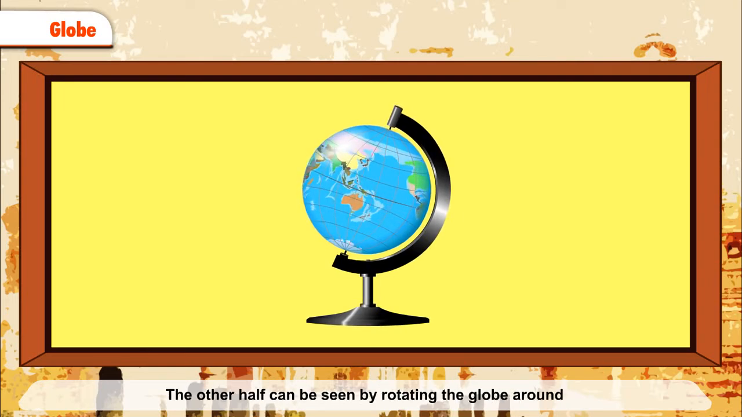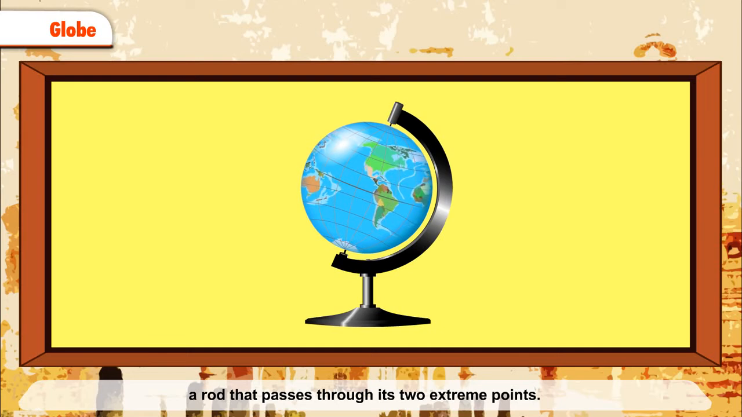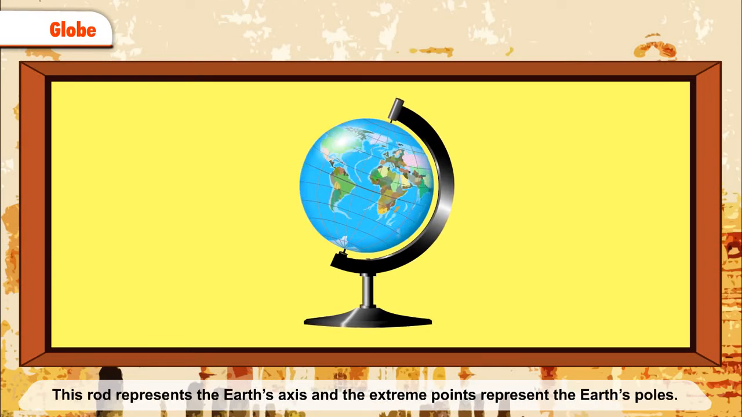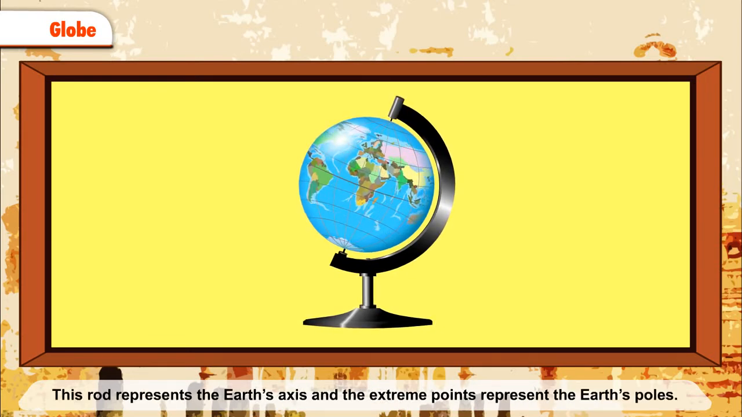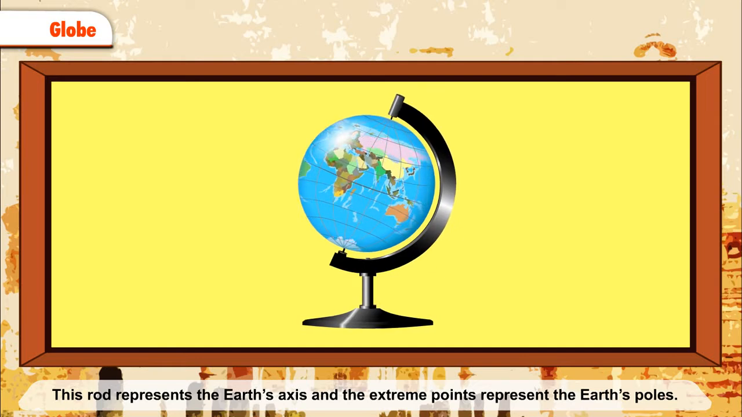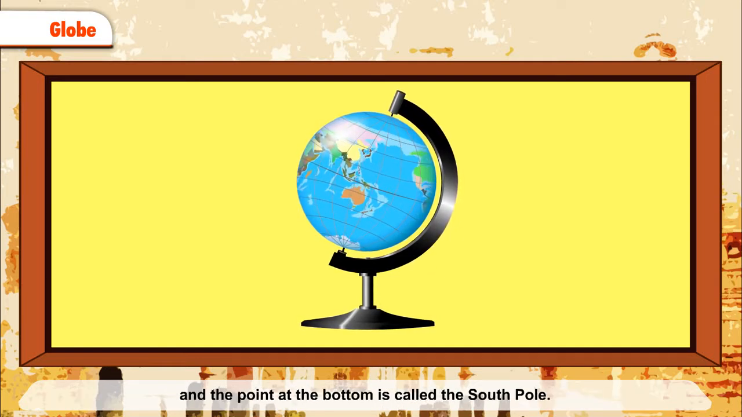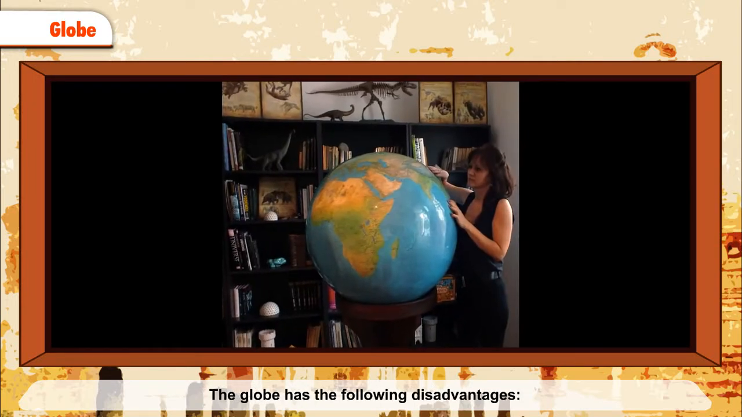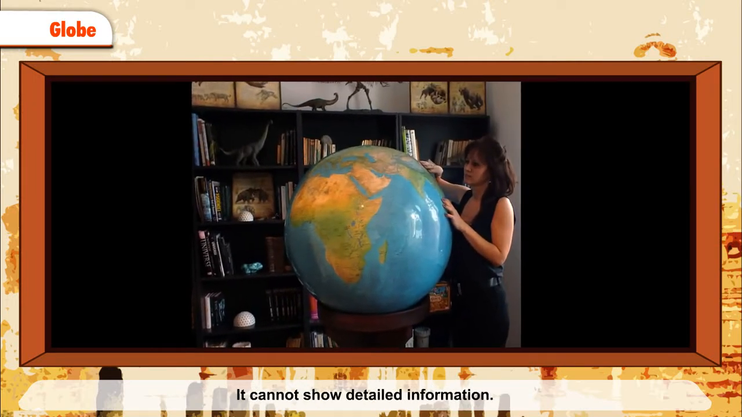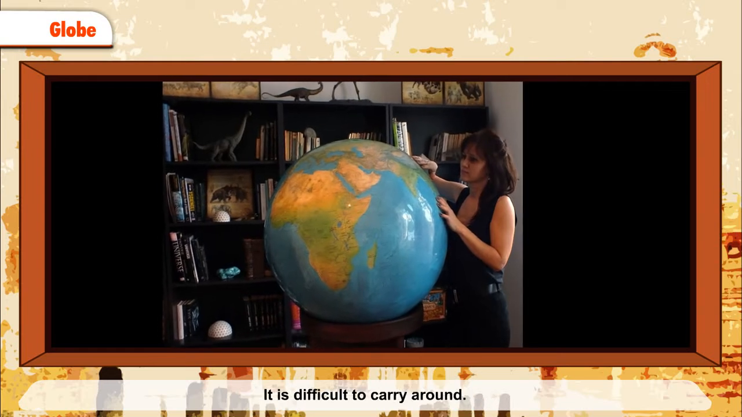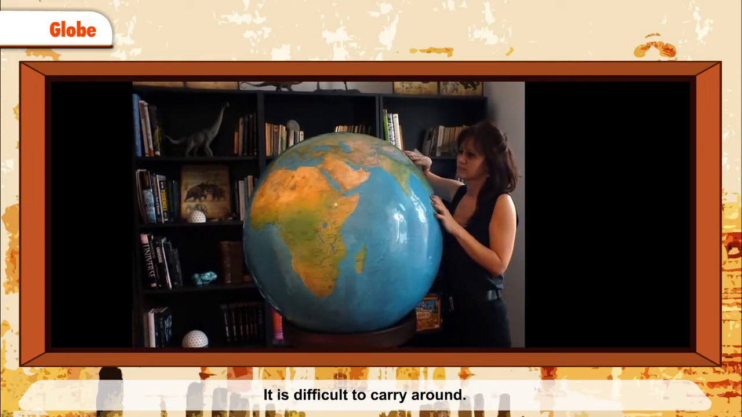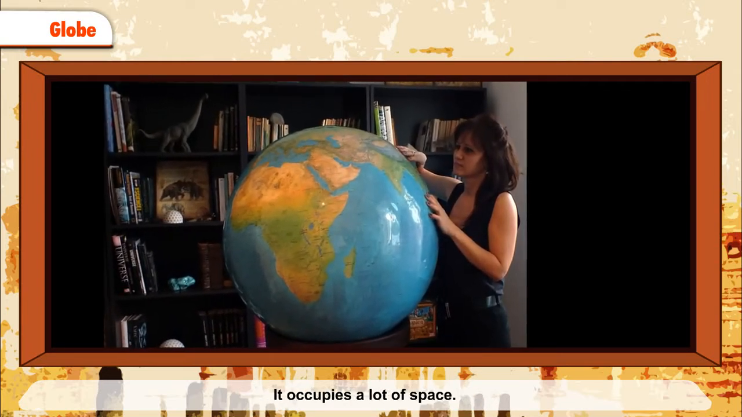The other half can be seen by rotating the globe around a rod that passes through its two extreme points. This rod represents the Earth's axis and the extreme points represent the Earth's poles. The point at the top of the globe is called the North Pole, and the point at the bottom is called the South Pole. The globe has the following disadvantages. It cannot show detailed information. It is difficult to carry around. It occupies a lot of space.